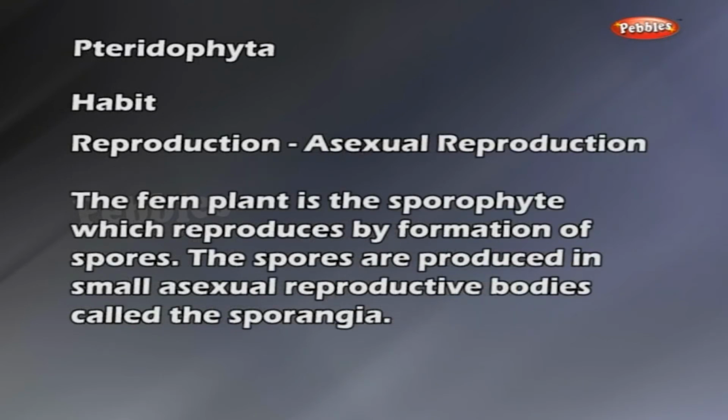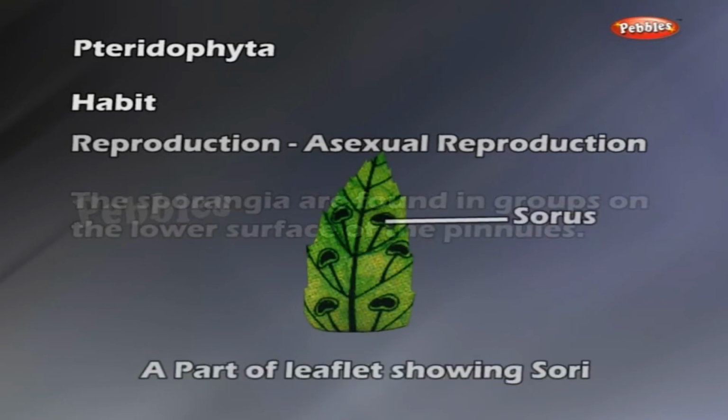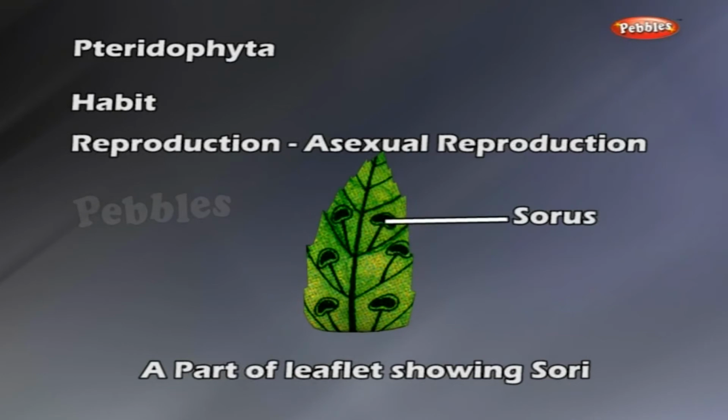Asexual reproduction. The fern plant is the sporophyte, which reproduces by formation of spores. The spores are produced in small asexual reproductive bodies called the sporangia. The sporangia are found in groups on the lower surface of the pinnules. These groups are known as sori, which are situated in two rows on the veins. These sori are pale green when young, but become brown at maturity. Each sorus is covered by a reniform shield called the indusium.